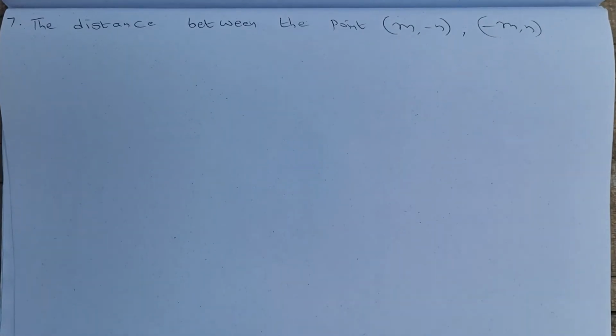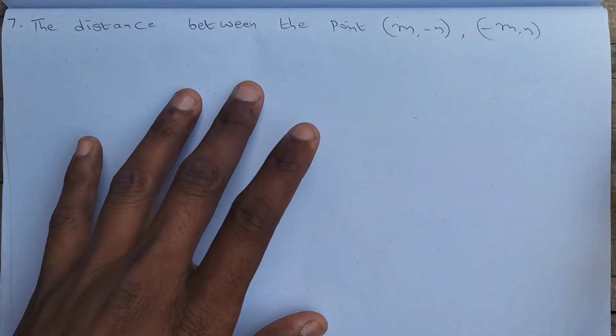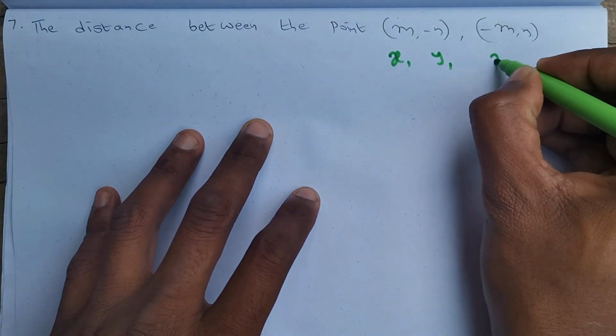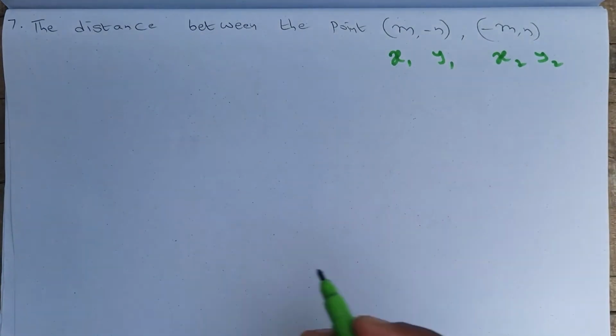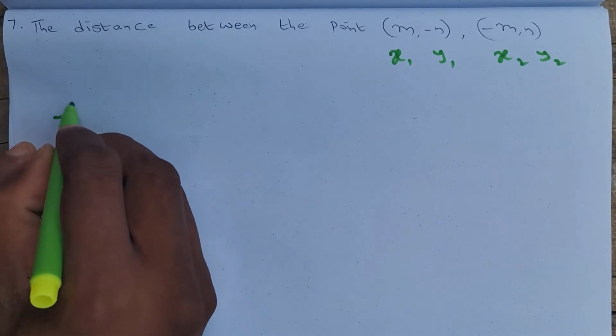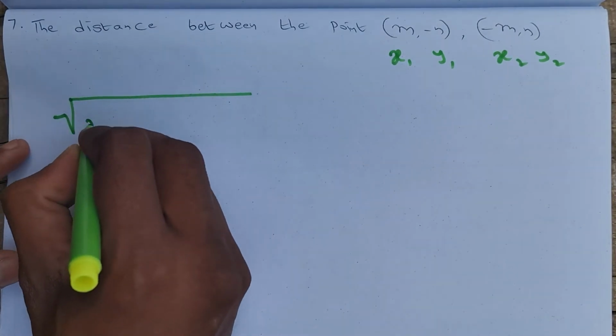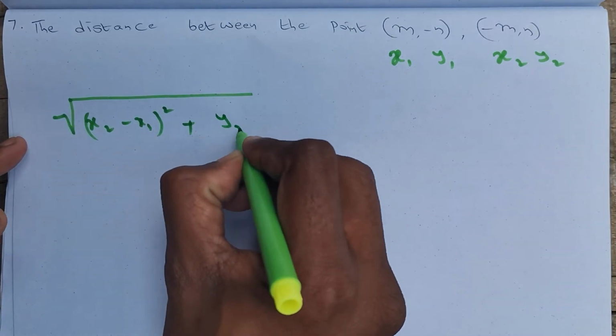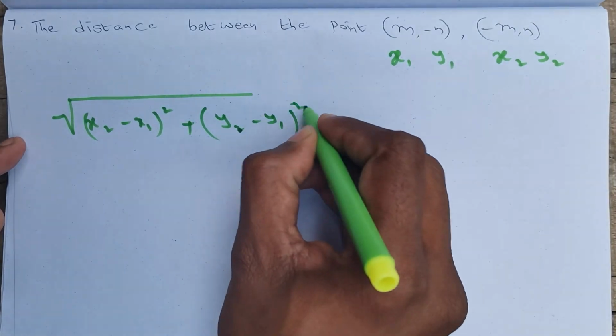Question number 7. The distance between the points m comma minus n and minus m comma n. Same as the previous question, but a little bit easy. So this is x1 y1 and this is x2 y2. Already we know the formula of distance between 2 points, that is under root x2 minus x1 whole square plus y2 minus y1 whole square.